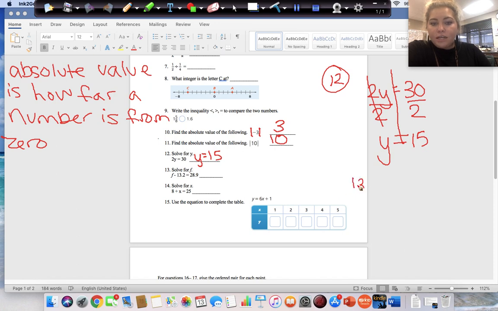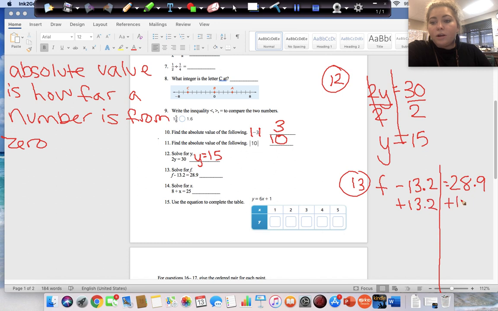And f minus 13 and 2/10 equals 28 and 9/10. We're doing the same thing here. Draw your line down from your equal sign. Our variable f is subtracting 13.2, so the opposite of subtracting 13.2 is adding 13.2. So we are going to add 13.2 to both sides.